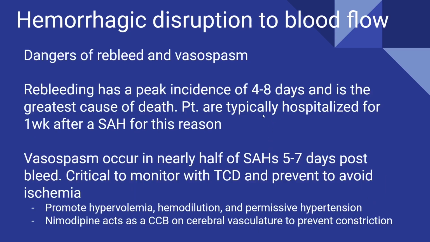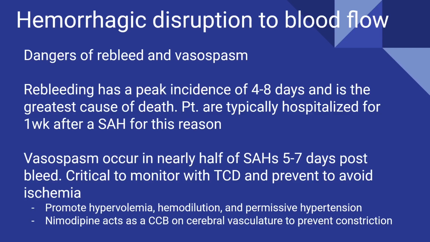So the big things that are dangerous with any kind of hemorrhagic disruption of blood flow is the idea of them rebleeding. If they've become stable and they've clotted off and they're not bleeding anymore, then that's great. So what we need to be watching for in a patient with a history of bleeding is the idea of rebleeding and avoiding vasospasms.